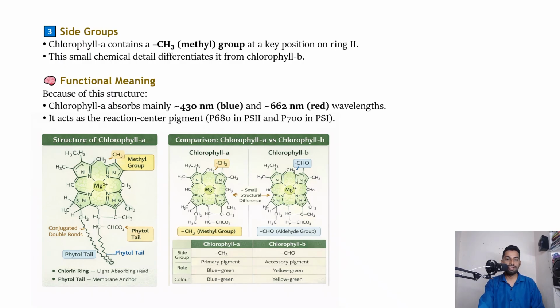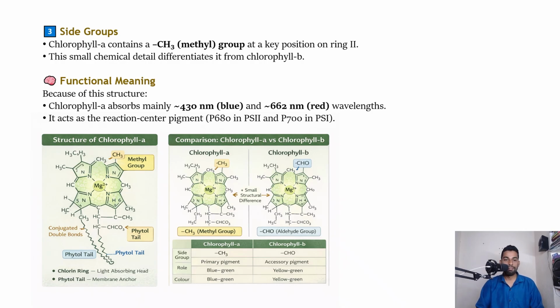Let us see side groups. Chlorophyll-a contains a methyl group at a key position on ring 2. This small chemical detail differentiates it from chlorophyll-b. So this methyl group differentiates chlorophyll-a and chlorophyll-b. You can see the methyl group here. There is no methyl group here.